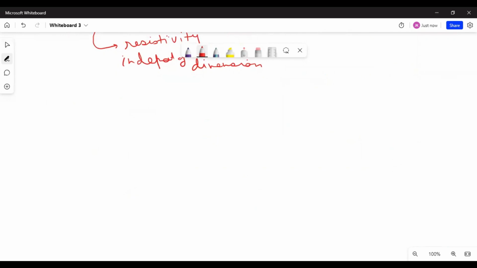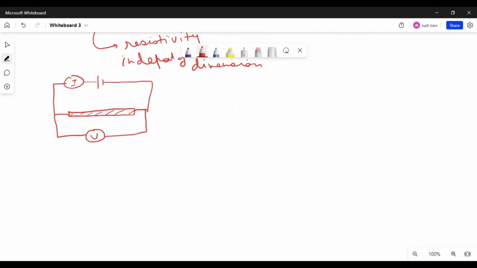Now, as we move forward, how do we actually measure it? Let's say we have some sample like this one, made of some material, and we want to measure its conductivity or its resistivity. We have to connect a wire or probe across it, and we will connect a voltmeter across it to measure the voltage drop. We also have to supply a current, so we will supply a current using a battery and measure the voltage drop across it. This is called a 2-probe method.